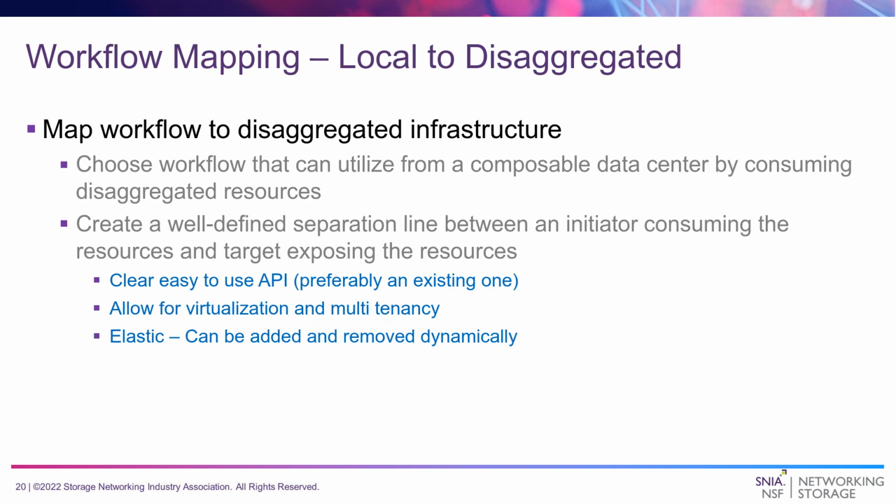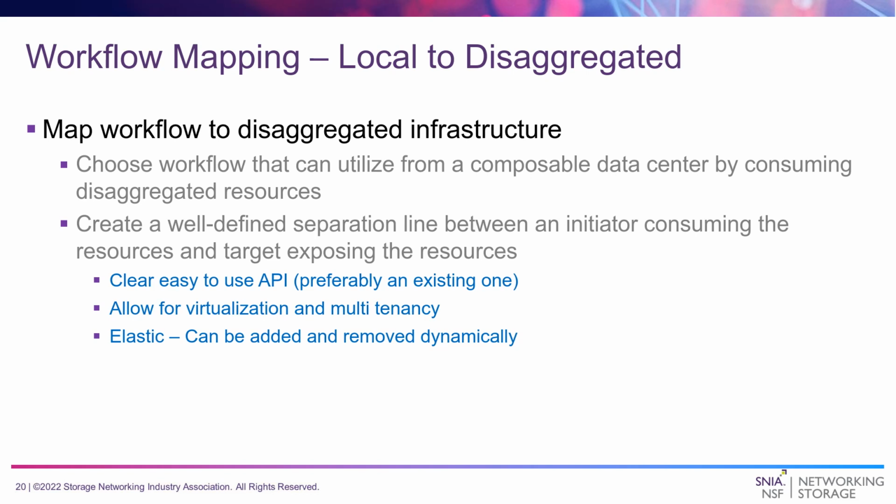So let's see the steps required in order to deploy it. So the first thing we'll do is we'll map a workflow from a local flow into a disaggregated flow. There could be cases where a flow is already disaggregated, and this step could be skipped, but in a lot of cases, we start with a local flow and then we move to a disaggregated one.